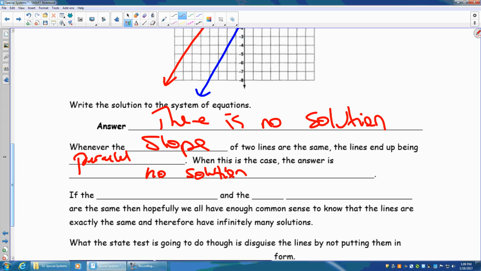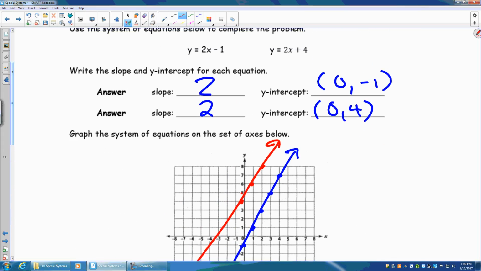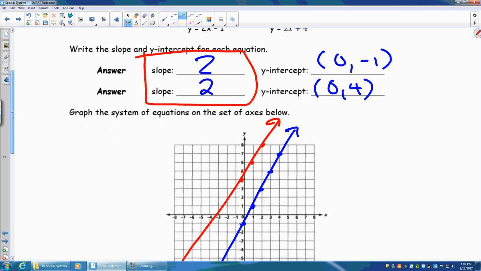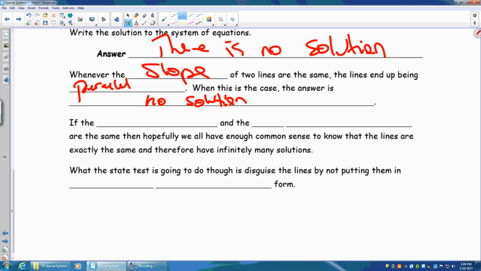So what I mean by that is if you look back at the slope, what was the slope for both of them? Obviously, it was 2, so there's that. All right, so now let's take a look at if the slope and the y-intercept are the same. What can you tell me about the lines? Well, obviously, they're going to be the same exact line. And if they're the same exact line, they're going to be right on top of each other.